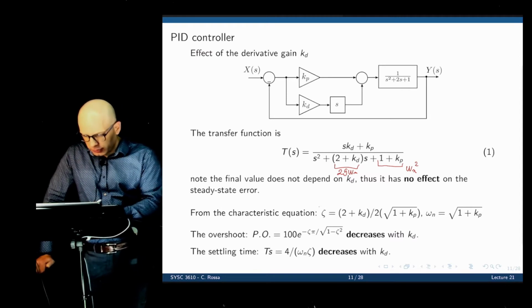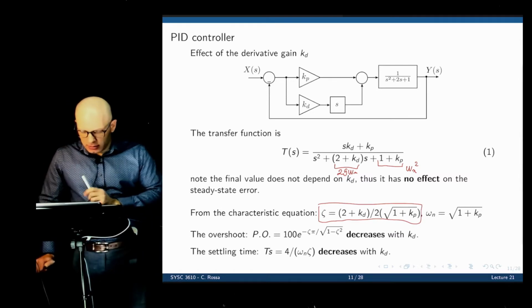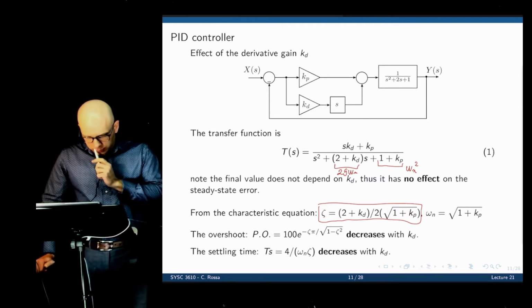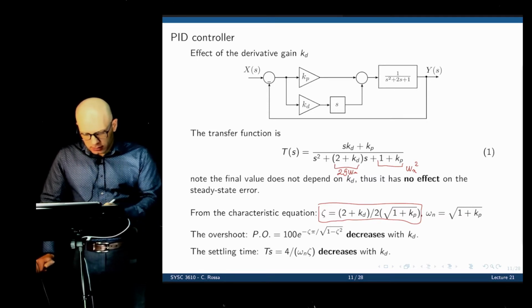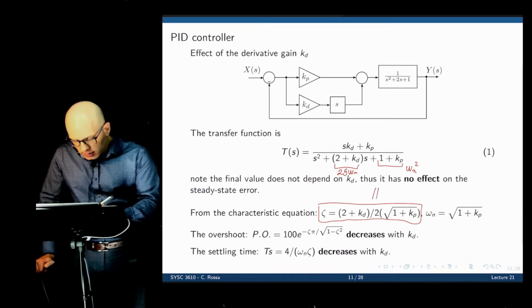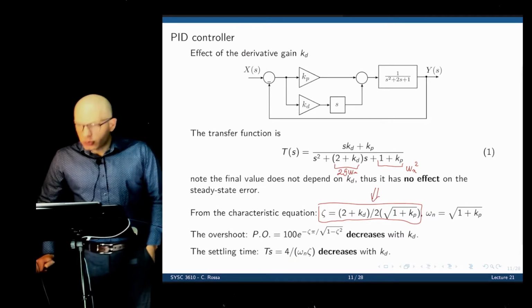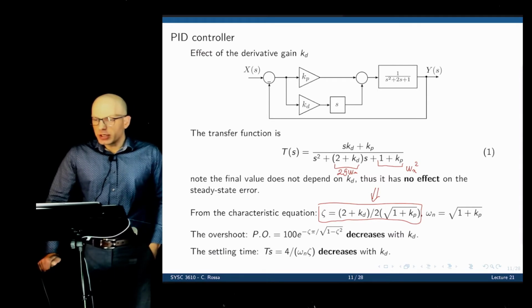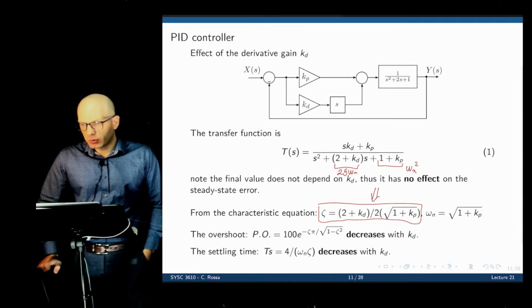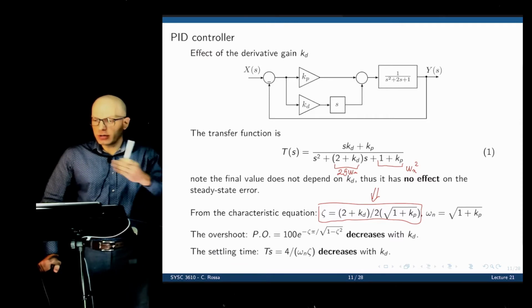So here's the expression for zeta. You see that zeta is a function of Kd, the proportional gain, and the derivative gain as well. And we can also see that omega n is a function of Kp. More importantly, if you look at this relation here, we see that the damping ratio is directly related to Kd. The greater Kd, the greater the damping ratio, which means the lower the overshoot. The greater Kd, in other words, the farther we are from the imaginary axis.